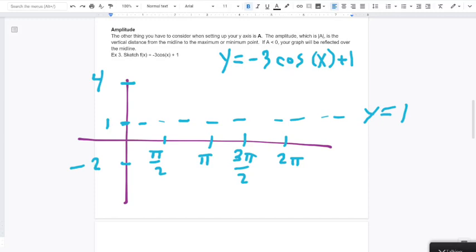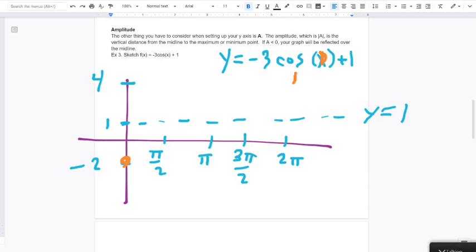Now the negative is also important. That's going to tell us that we're going to start at the minimum, because cosine of 0 is 1, and that's the biggest value that cosine could equal of any angle. So that's why we always start at an extreme with cosine graphs, either at the max or the min. The cosine of 0 is 1. 1 times negative 3 is negative 3, plus 1 is why we start down here at negative 2.